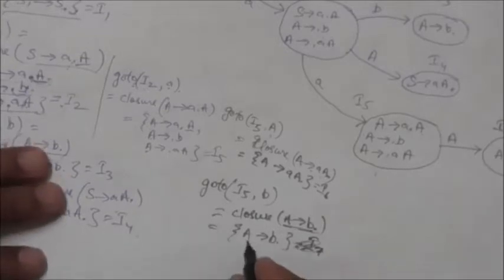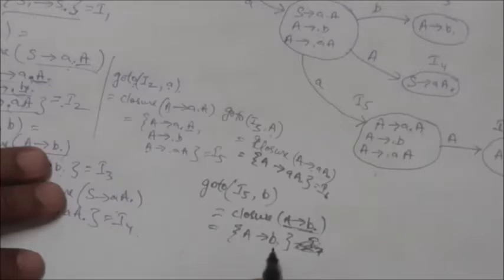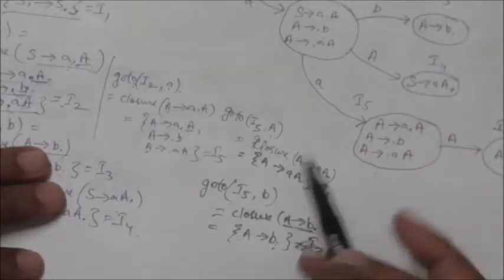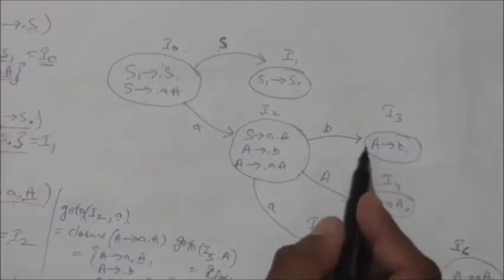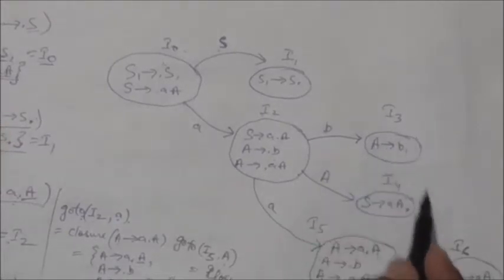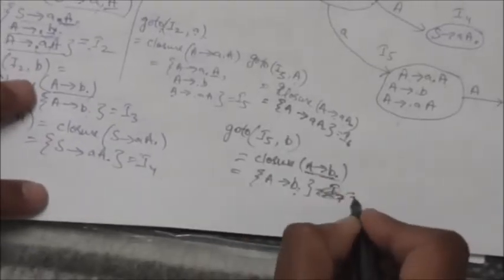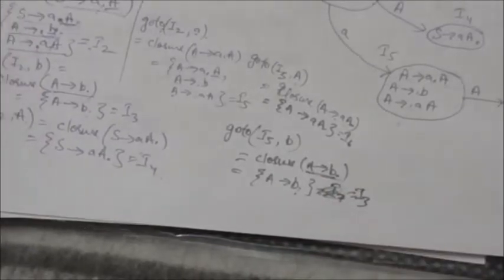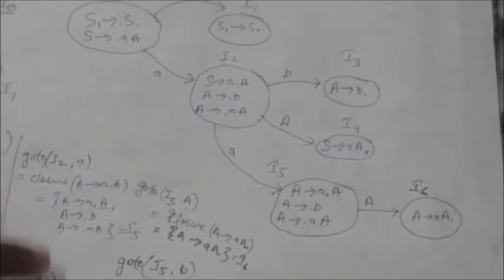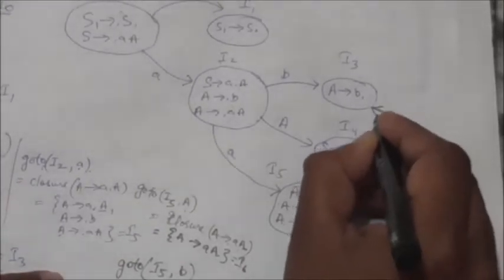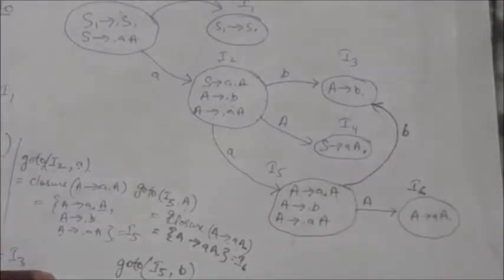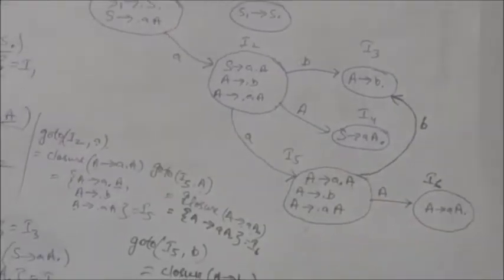Now you can see that this set has only one item, A derives B dot. And what is it? You can see it is the state I3. State I3 has only one item, A derives B dot. So it is I3. So what happens when this DFA is in state I5 and it reads this terminal symbol B? Then it will jump to state I3. So here I have shown this transition.